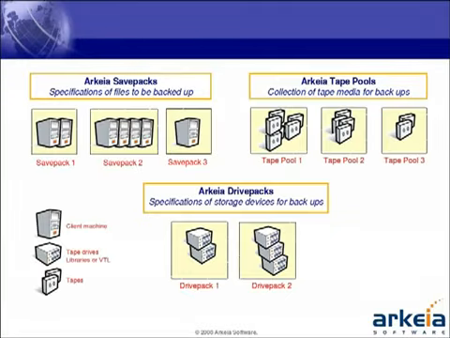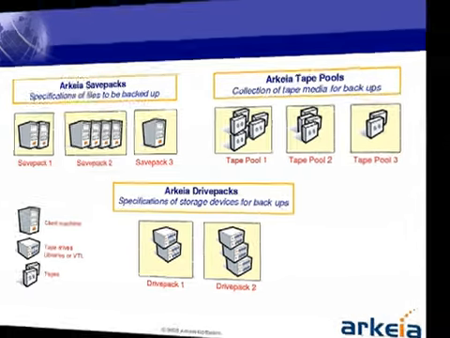There are three major kinds of resources to be defined by the administrator: what to backup, the definition of the data to be backed up — this is called the Savepack — on what to backup to, the set of tapes to backup the Savepacks to — this is called the tape pool — where to backup, the set of drives used to backup the Savepack — this is called the Drivepack.